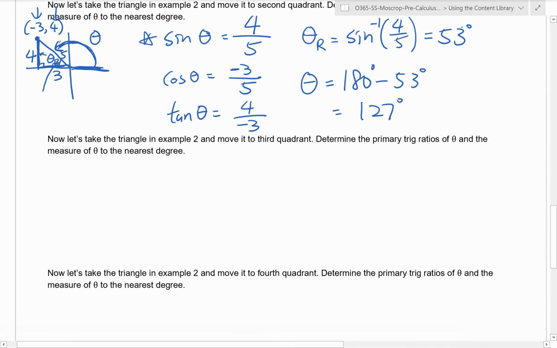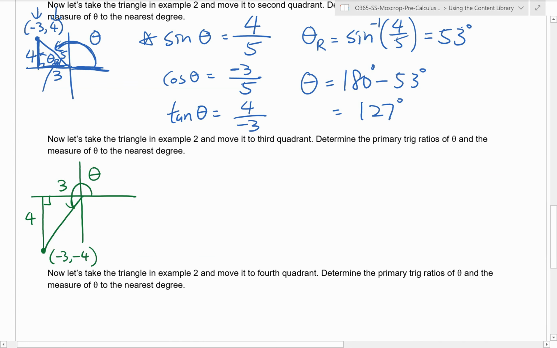Okay. So now we're going to take this triangle and move it to the third quadrant. So you might imagine it's going to be right here. This is 3 still. This is still 4. Here is the 90 degrees. Here is the angle theta. But notice how this coordinate is now going to be negative 3, negative 4.